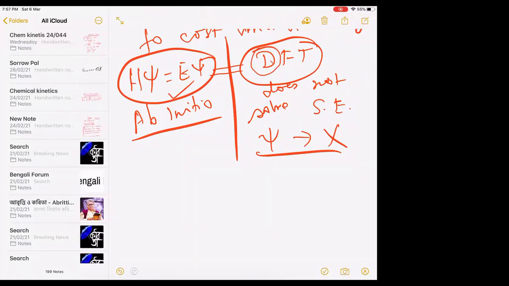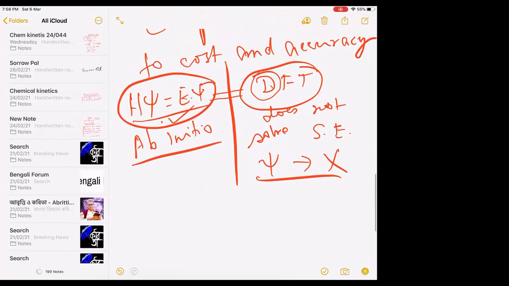But since we don't get the entire psi, we don't get the Schrodinger equation solved, the ab initio people who actually write H Psi equals E Psi and solve at different levels do not accept DFT as an ab initio method. But remember, both are quantum mechanics. So both are threaded together by quantum mechanics.